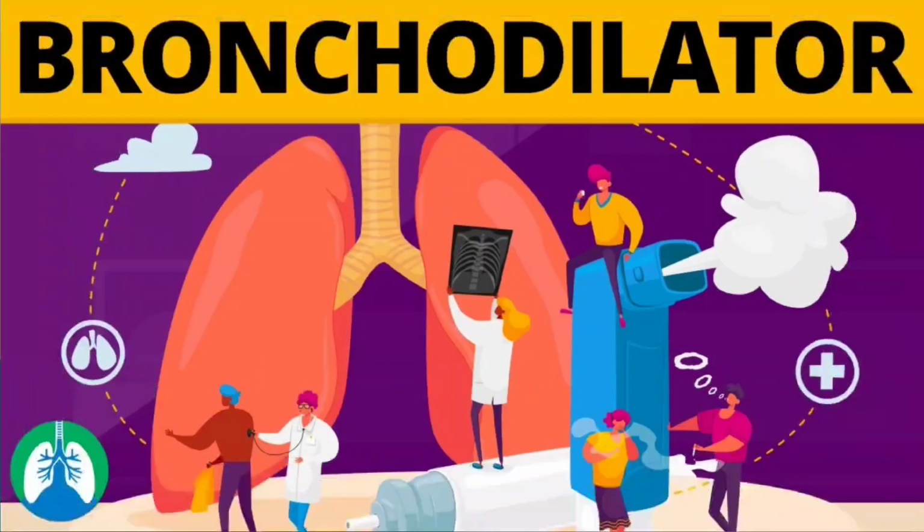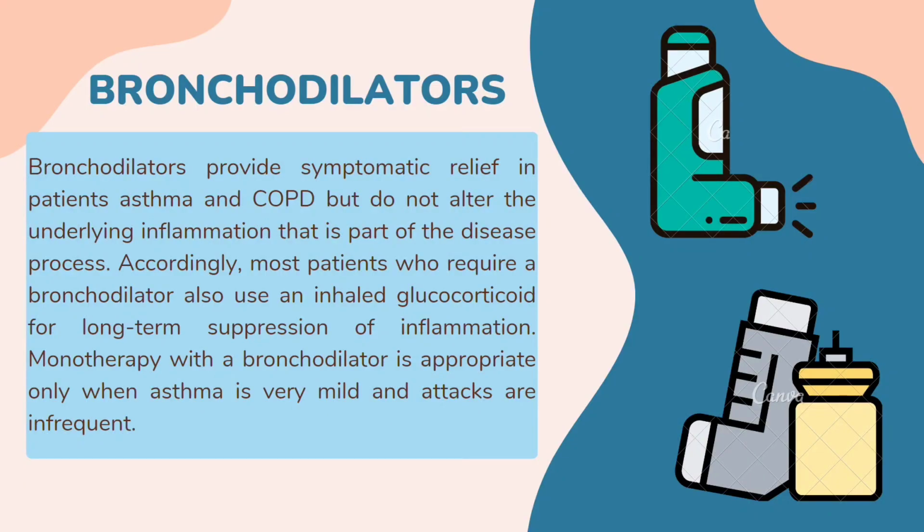The second pharmacologic class is bronchodilators. Bronchodilators provide symptomatic relief in patients with asthma and COPD but do not alter the underlying inflammation that is part of the disease process. Accordingly, most patients who require a bronchodilator also use an inhaled glucocorticoid for long-term suppression of inflammation. Monotherapy with a bronchodilator is appropriate only when asthma is very mild and attacks are infrequent.